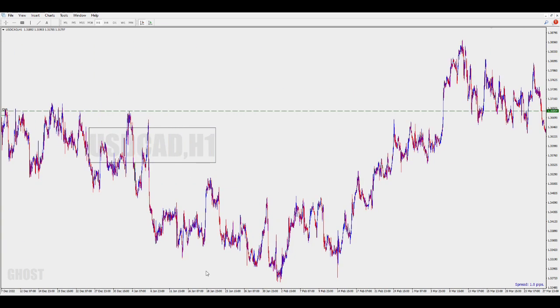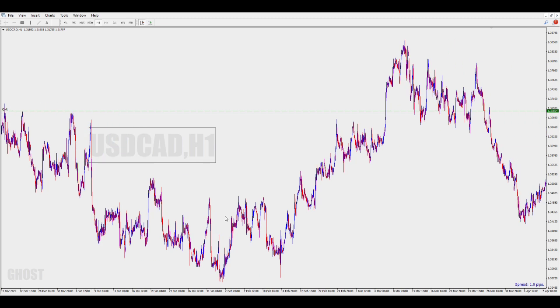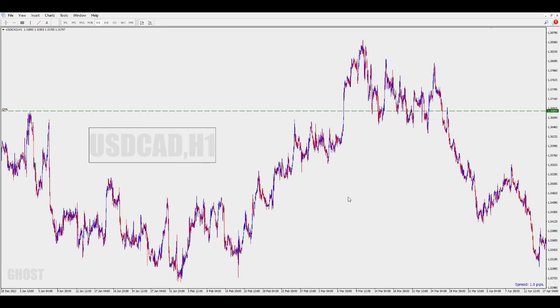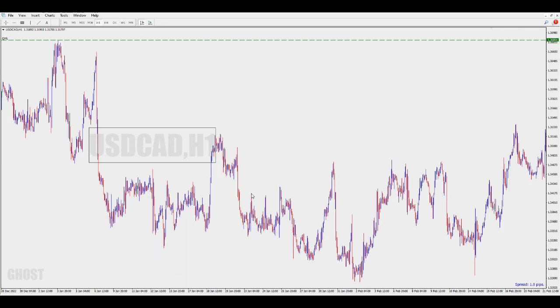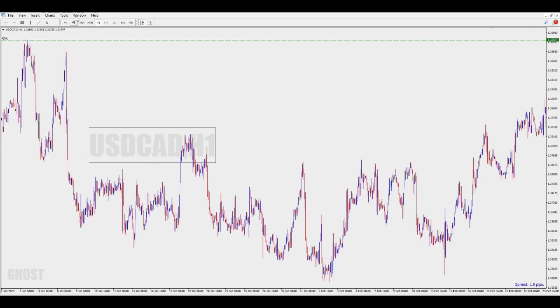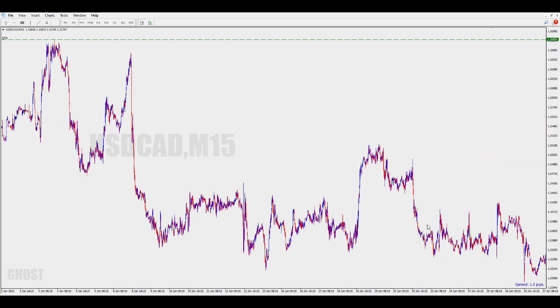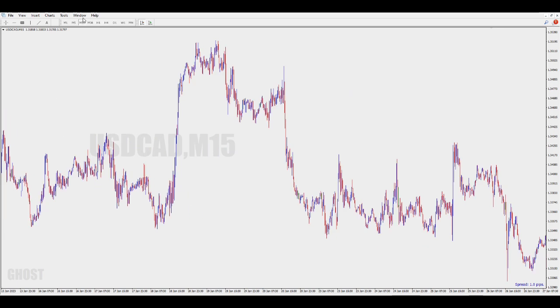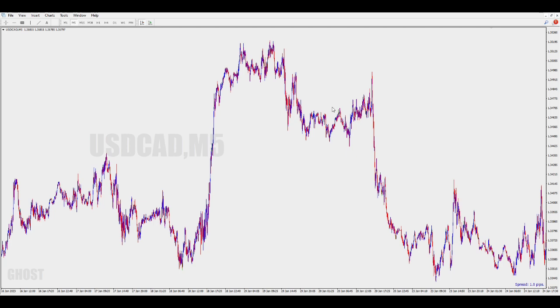Please bear with me because I haven't seen this big before. Let's see. Okay, so here, this is one good example, I think. Let's see, M5, let's go to lower time frame. Obviously the higher the time frame you're looking at, the more pips you can get from a single movement.